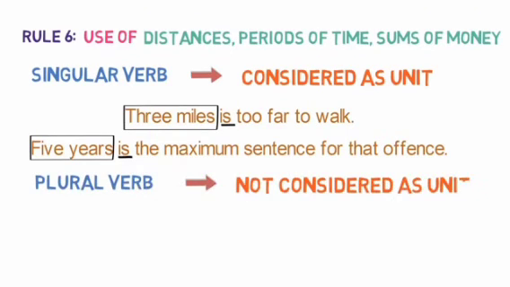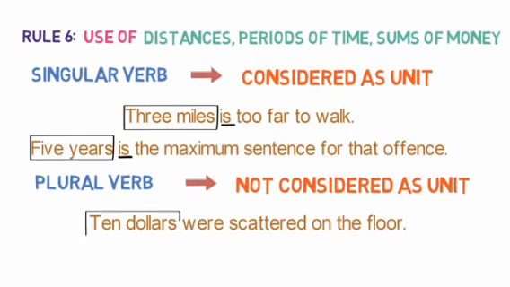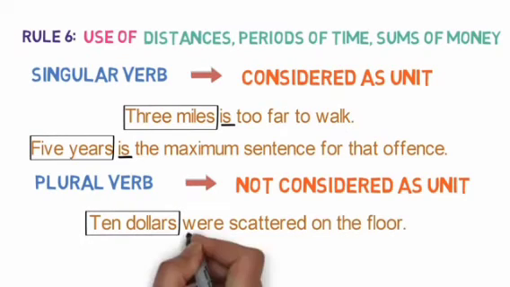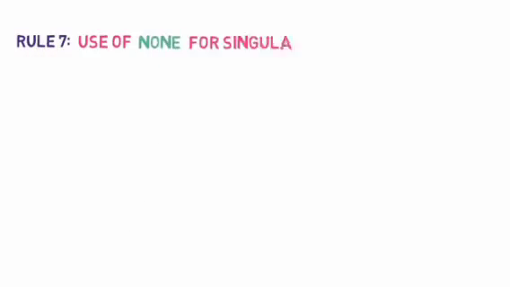But it will take a plural verb when you're not considering distances, periods of time, or sums of money as a unit. $10 were scattered on the floor. That means probably they were $1 bills, and $10 were scattered on the floor, not was, because they were considered as various units. Okay, so that is what we have under that rule.